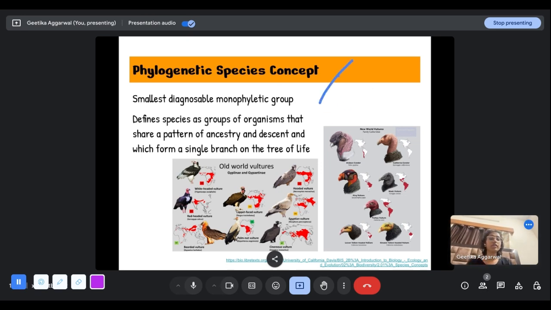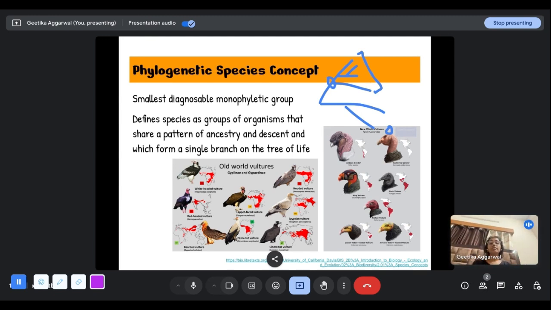So if you have these different clades, right, then under this one ancestor, all of these are called monophyletic because they belong to one common ancestor. But if this particular species is also related to these species, sorry, if this particular individual is also related to these individuals, then that is not monophyletic because it has a separate ancestor as compared to these ones. So the smallest diagnosable monophyletic group, that is how the phylogenetic species concept defines a species.